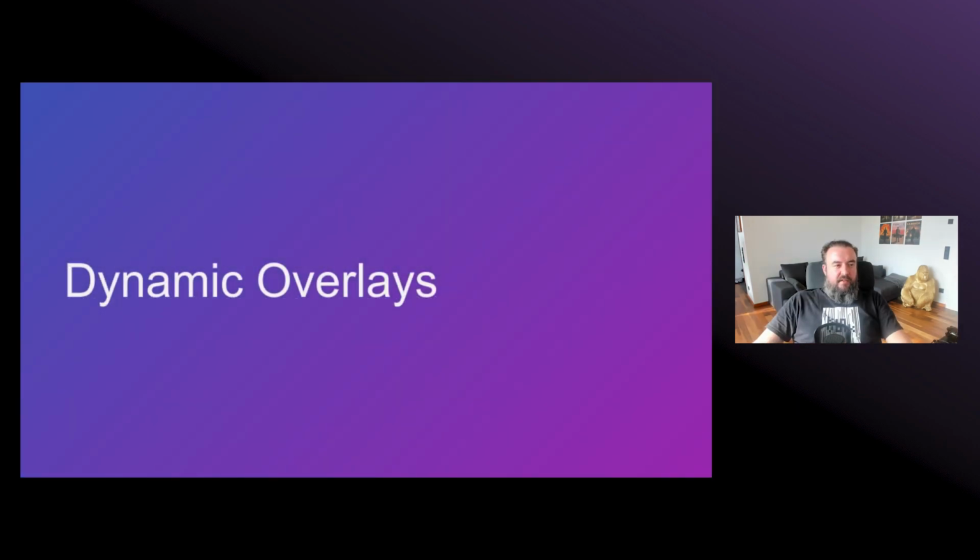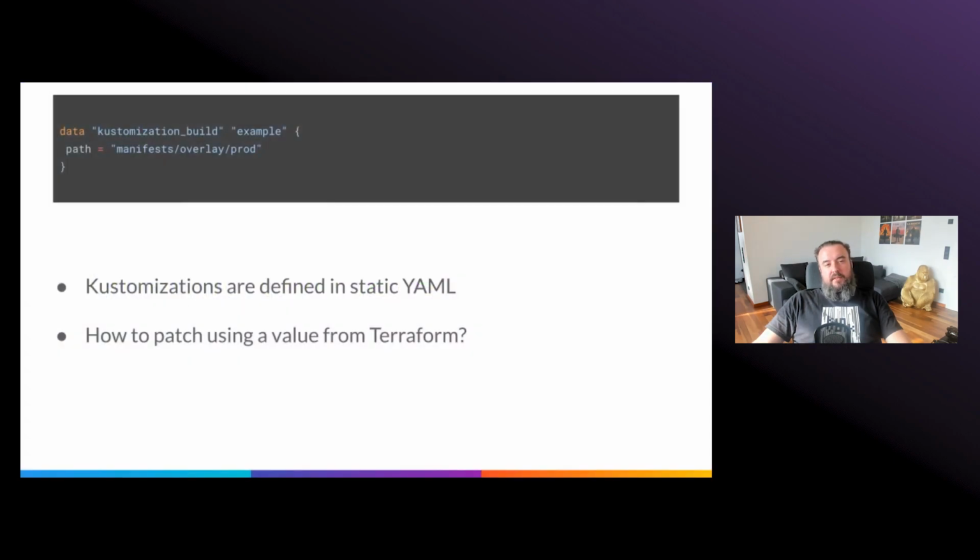Another topic that I spent quite a while on, not necessarily because it's complicated compared to the other ones, more because it requires me to support all the attributes that are supported in a customization YAML and translate it into a Terraform schema, are these dynamic overlays. You remember, initially the provider had one data source, customization build, and you gave it a path to a customization on disk that was defined as static YAML. The question is, how can you patch Kubernetes resources using values from Terraform?